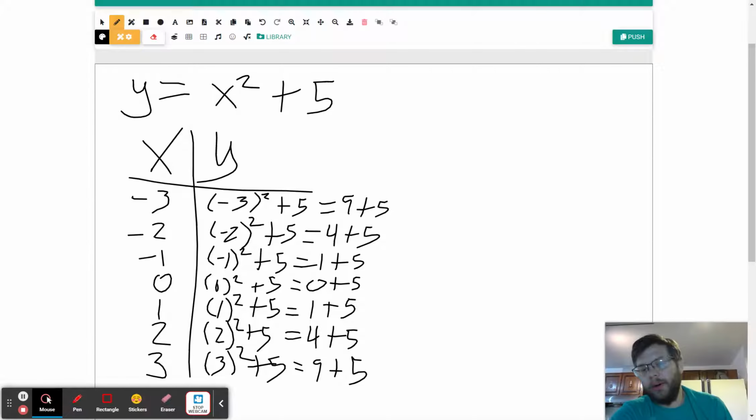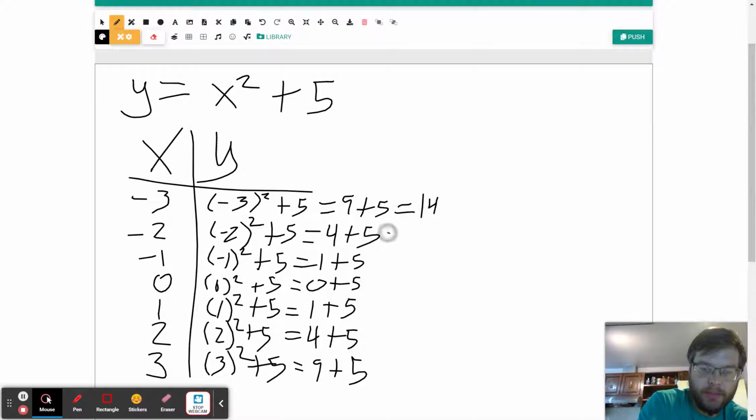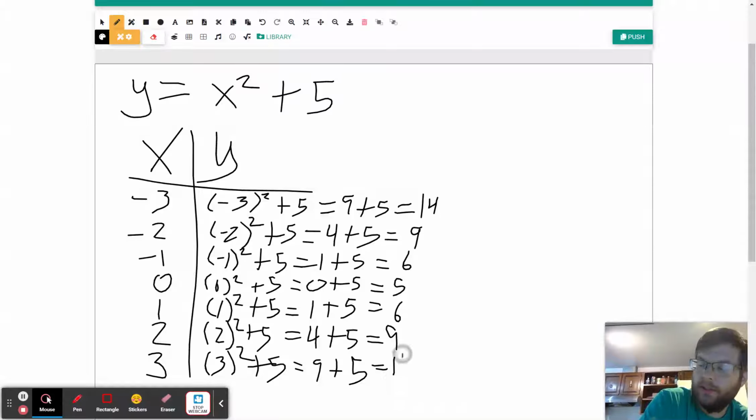This is what gives those quadratics a nice shape, is that the negatives square to equal the same as the positives. That's why it goes up on both sides of the vertex. 9 plus 5 is 14. 4 plus 5 is 9. 1 plus 5 is 6. And then you see the numbers start coming back up on the other side of the vertex.